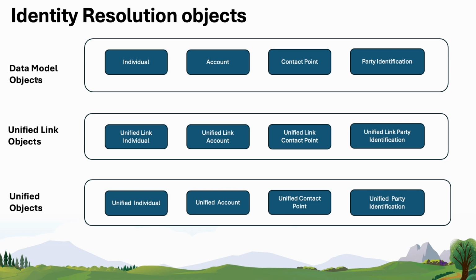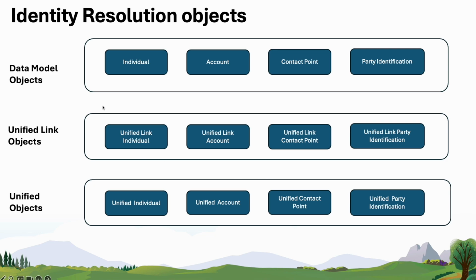Now, let us understand the identity resolution objects. Identity resolution utilizes various objects during the unified profile creation. Identity resolution requires data model objects which are related to profile. That can be an individual, account, or party identification, and it requires at least one contact point object. And the identity resolution process also creates various unified objects like unified individual, unified account, unified contact point, and unified party identification to store the information relevant to the unified record.